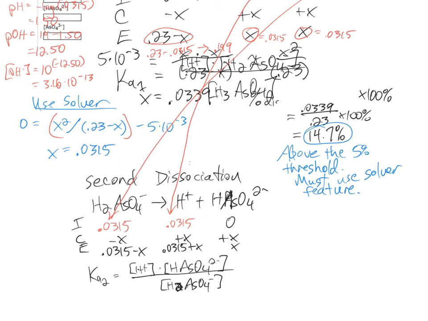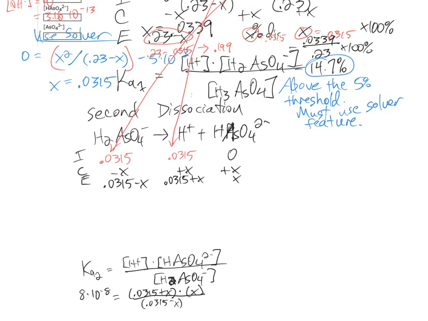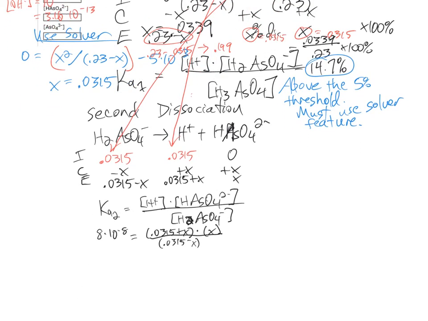We'll plug in the Ka value they had given us. For Ka2, it was 8 times 10 to the negative 8th. And we'll plug in the other values based on our second ice table. I can tell you with certainty we're going to be safe making the mathematical assumption for this K expression, and the reason I can say that with confidence is the K value is quite small. 10 to the negative 8th is a pretty darn small K value. We'll prove that after we find X.